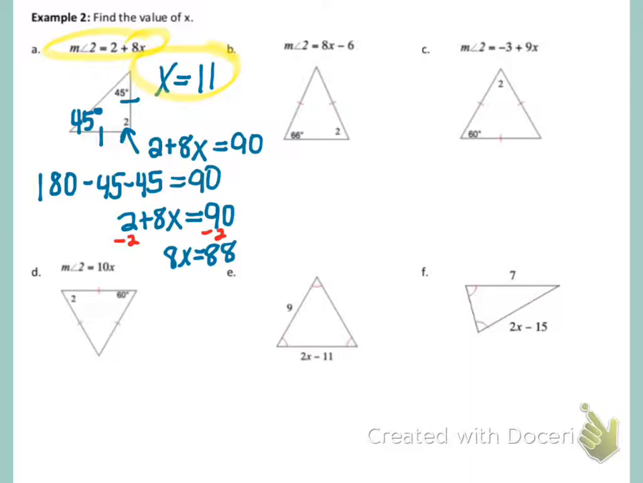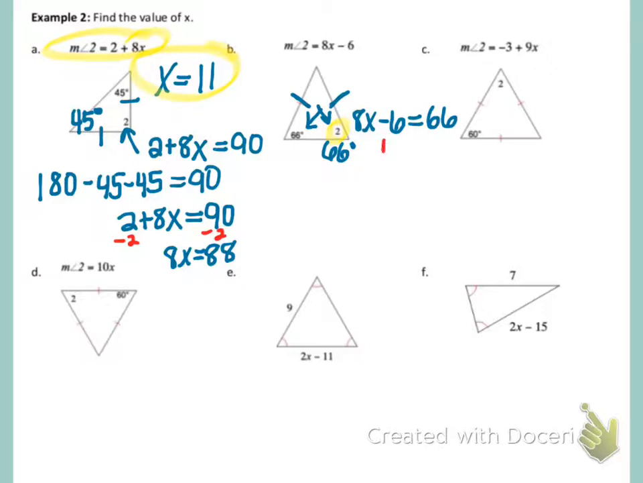Moving on to look at B. So again, they're trying to find the value of x, and they tell you that the measure of angle 2, which is right here, is 8x minus 6. So let's look at the other clues we have in the triangle. We see this angle here that's 66. We see that these are the marked sides that are equal, and we know that means the angles across from them have to be the same, meaning that angle 2 must be 66 degrees, and that means this expression must equal 66.